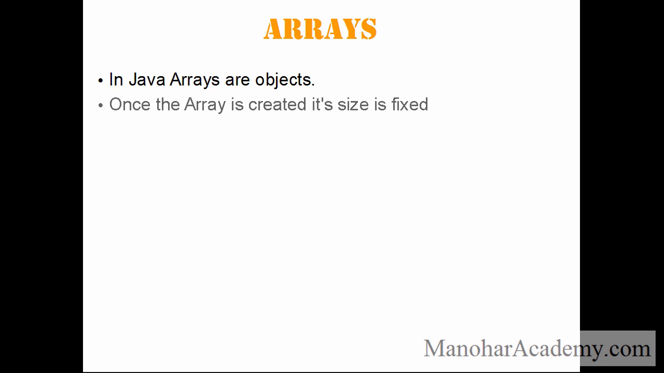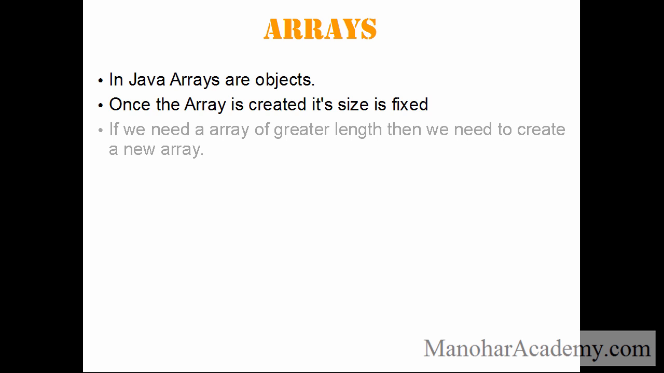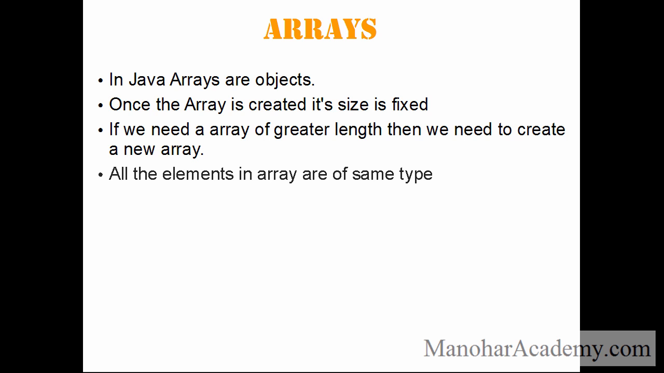And once the array is created, its size is fixed. And if we want to change the array size, then we have to create a new array. There is no way we can change the size of the existing array. And as we have seen, all the elements in the array are of same type. So if it is an array of integers, all the elements are integers. It is not the case that some of the elements can be integers, some of the elements can be float values. That is not the case.